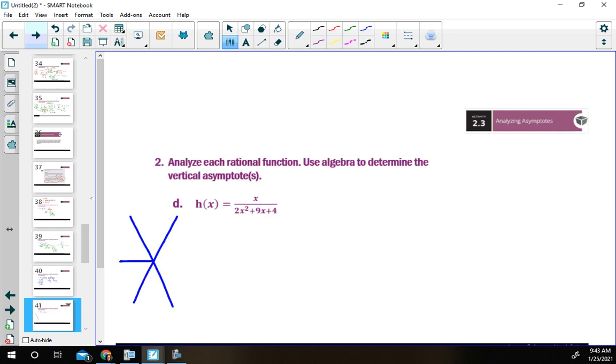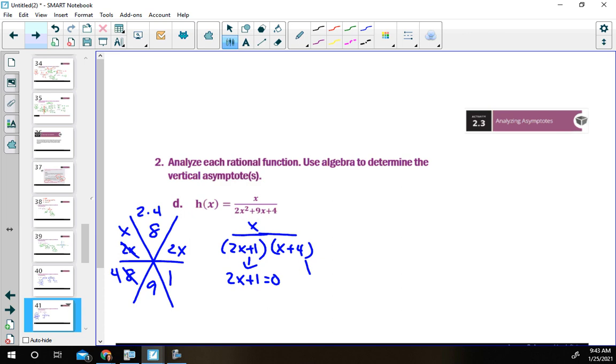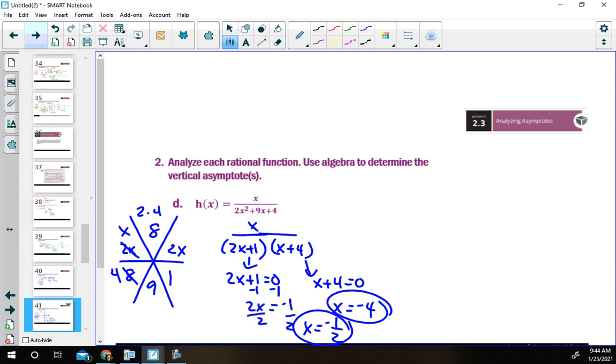That is the next one. I've got my A times C, my B, my front guy. So this is going to be 8 and 1. So 2x plus 1. Divide by 2 to get x and 4. 2x plus 1 is equal to 0. x plus 4 is equal to 0. So if I subtract 4, this one I would subtract 1, divide by 2. So I get negative 4 and negative 1/2.